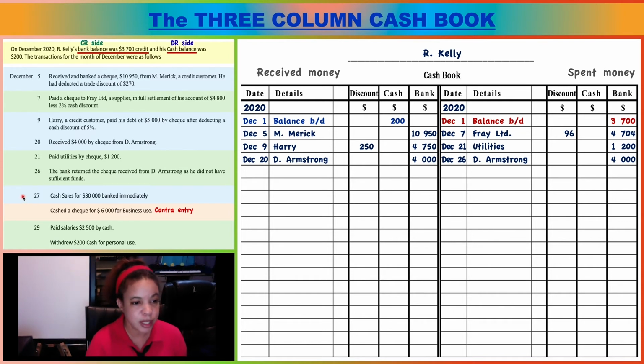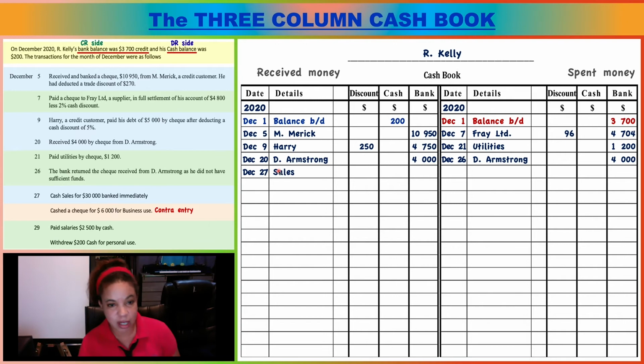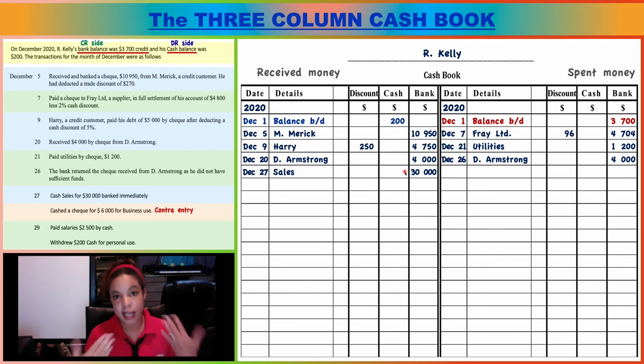Okay, so 27th, cash sales. Sales is always on the debit side because we receive money when we sell our inventory. So December 27th, sales, not cash sales, just sales. That is the name of the account. And it was banked immediately. So we go into our bank account column, and we put the 30,000. See how fast we're moving? Because you're just going through the process, answering the questions one by one, focusing on each one, and moving on, collecting your marks. Good. So we have also on the 27th, cashed a check for $6,000.